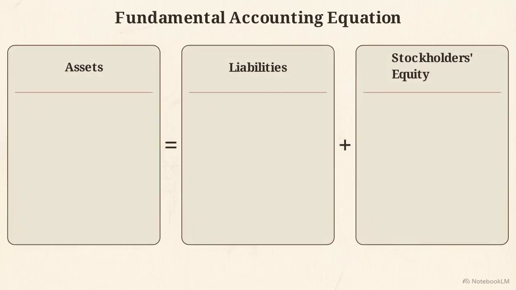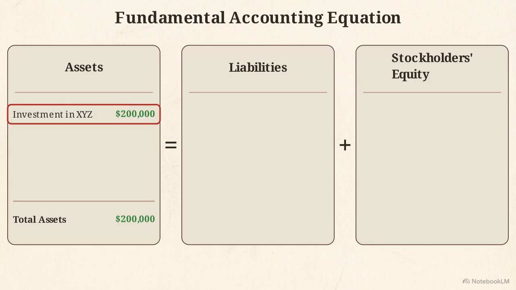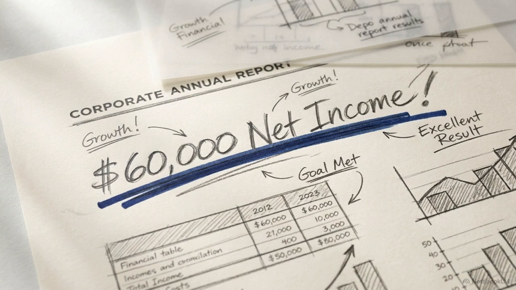Let's build the model using this equation. Assume Company P purchases a 30% ownership stake in Company XYZ on May 1st. Company P pays $200,000 for the shares. The initial recognition is recorded at cost, establishing the new asset. At the end of the year, Company XYZ reports $60,000 of net income.